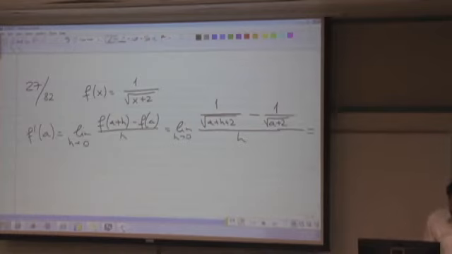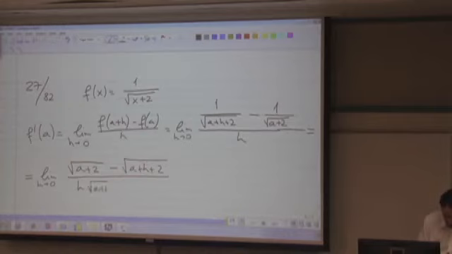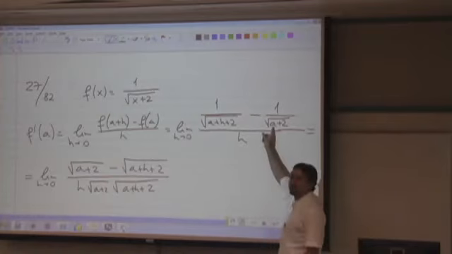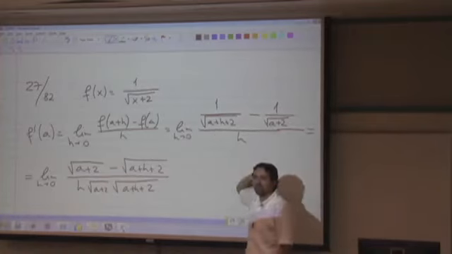So what now? We have to find a common denominator. What is the common denominator? Does that make sense? What did you just do? Multiply and divide by the least common denominator. That's what you said. The least common denominator was the square root of a plus 2 times the square root of a plus h plus 2. Right?